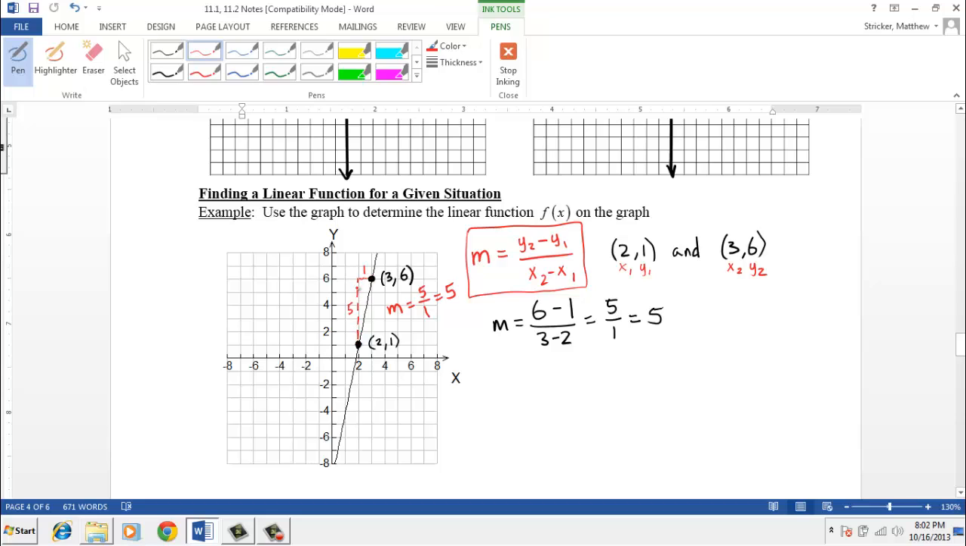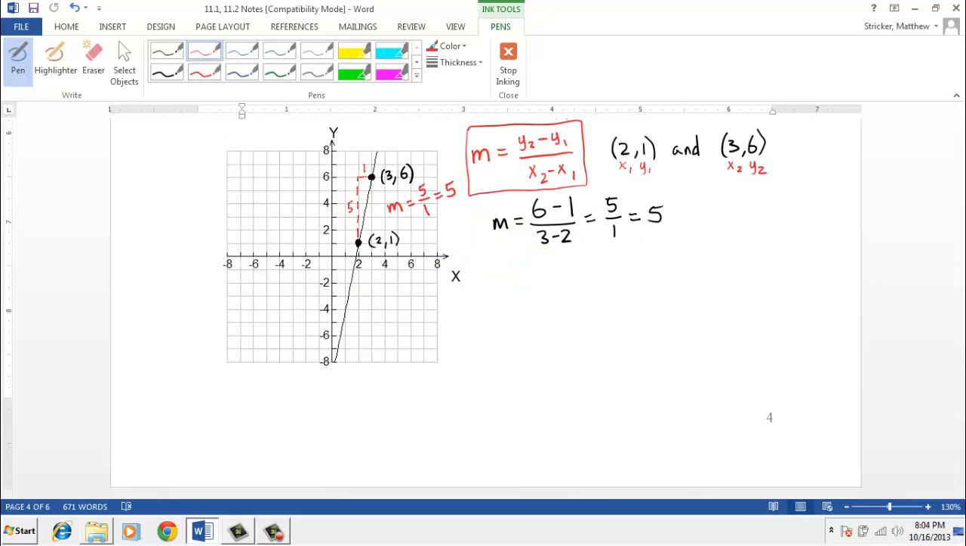How many units do you rise? How many units do you run? Alright, so now that we found the slope, there's really 2 different methods that we can use to find our linear function. The first method uses what's called point slope form.